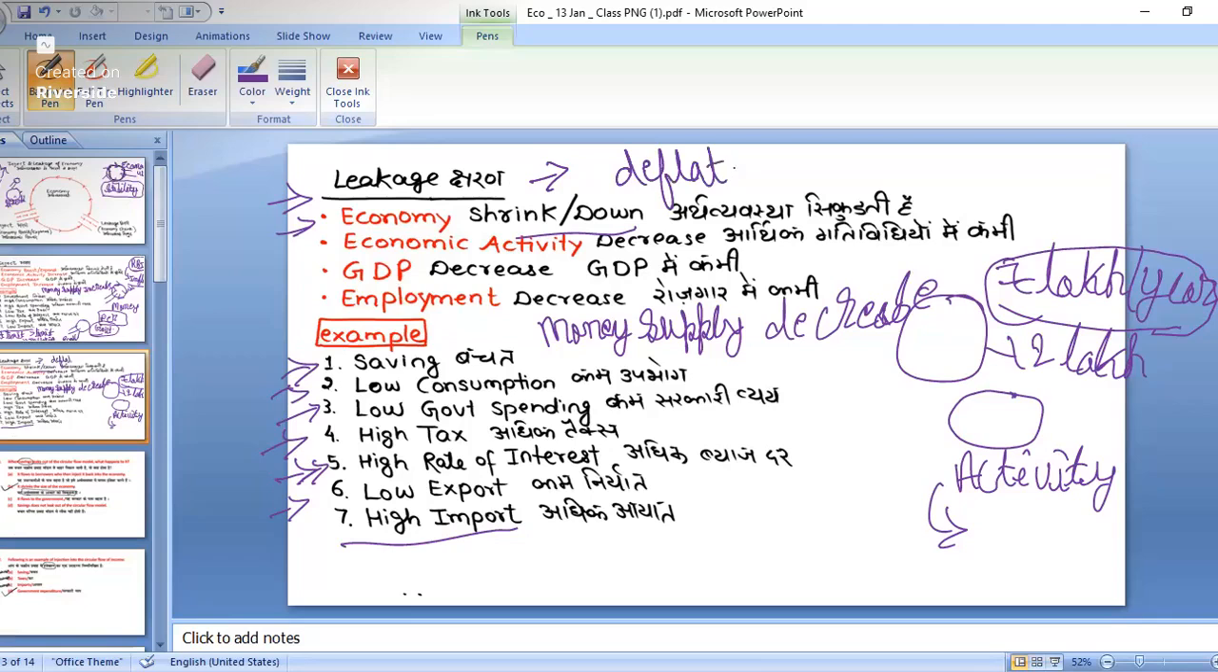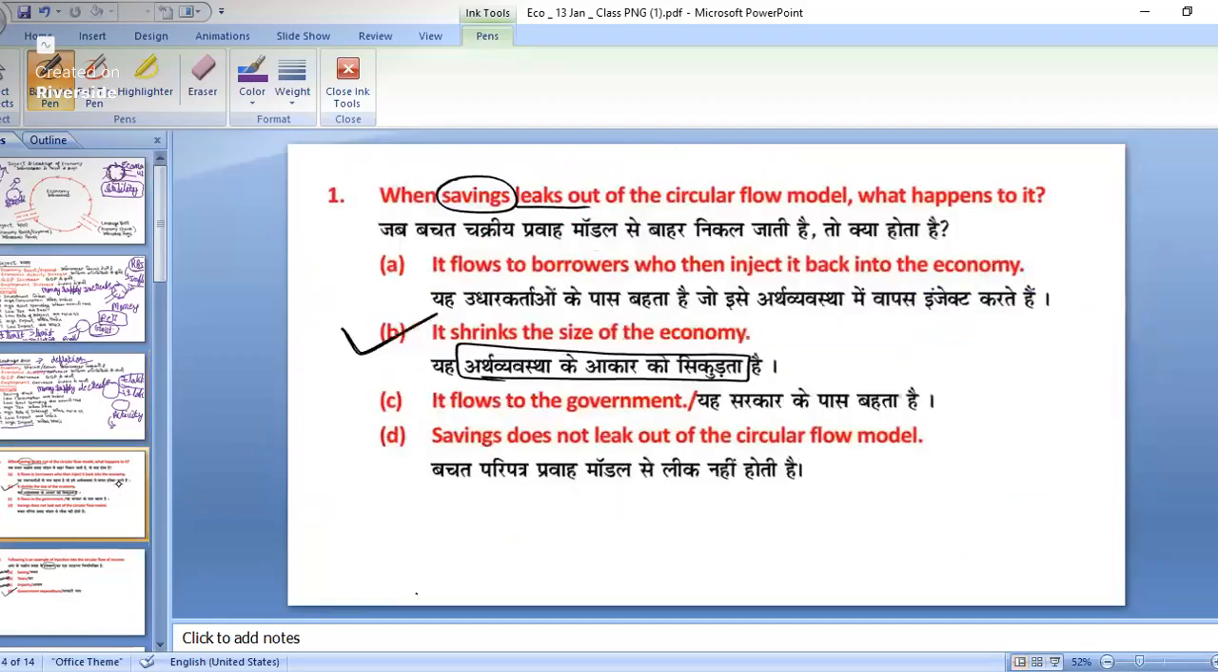Even though this leakage can be done for decreasing inflation, if it is done more than a limit, there will be deflation. So if leakage is there, deflation can be there. If anything is more than limits, there will be some negative impact. So these are things about the leakage and the injection.